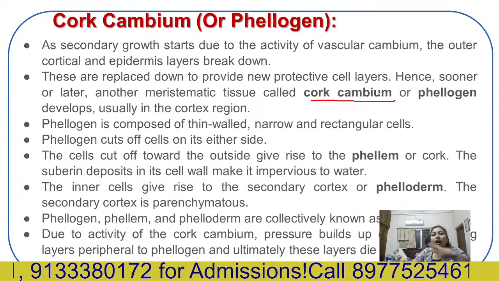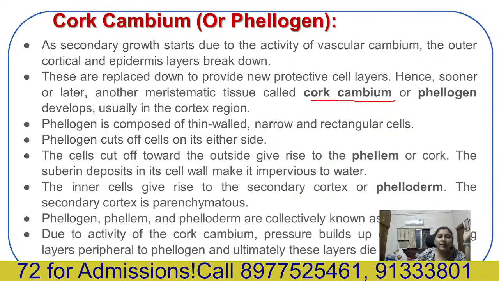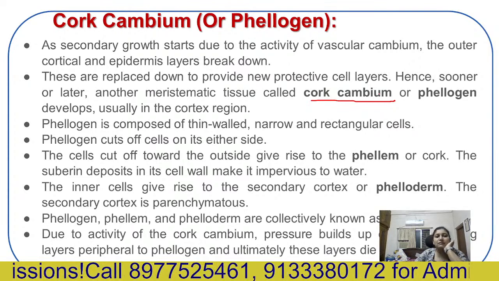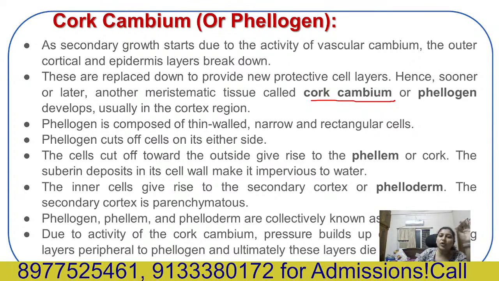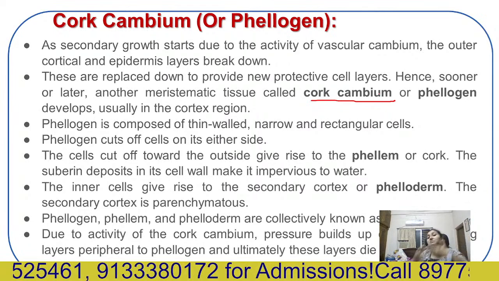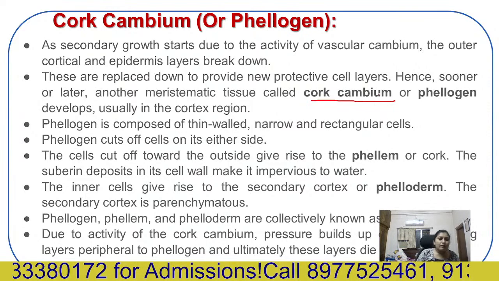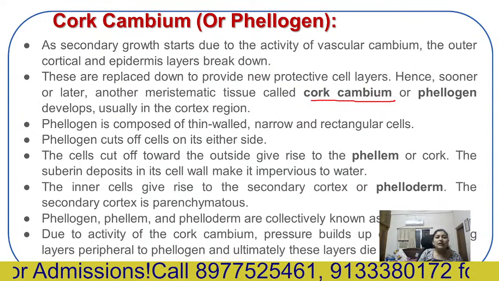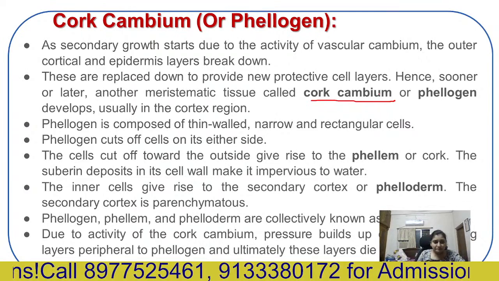When cells are sent towards the outside, there will be breaking, and sooner or later another meristematic tissue called cork cambium or phellogen develops, usually in the cortex region. Whatever meristem develops in the cortex region is phellogen. Phellogen is composed of thin-walled and narrow rectangular cells. Phellogen cuts off cells both towards the inside and outside.